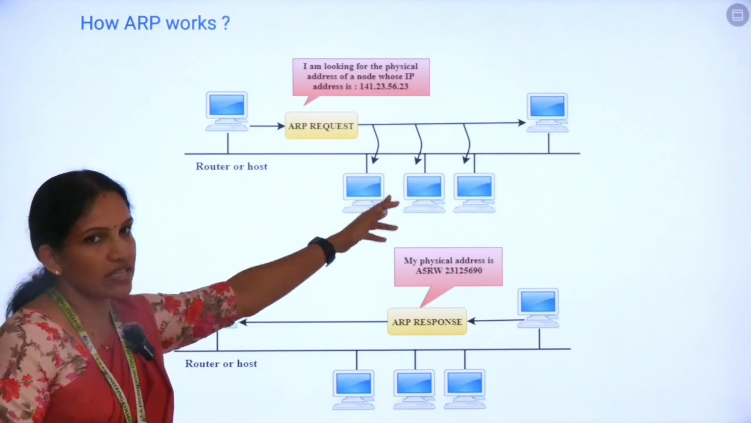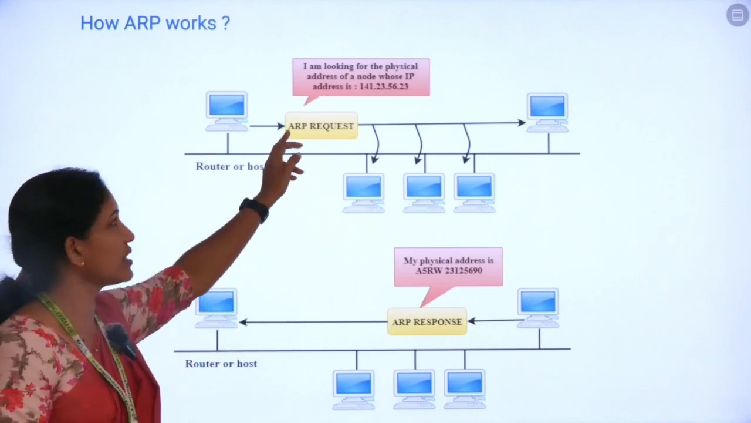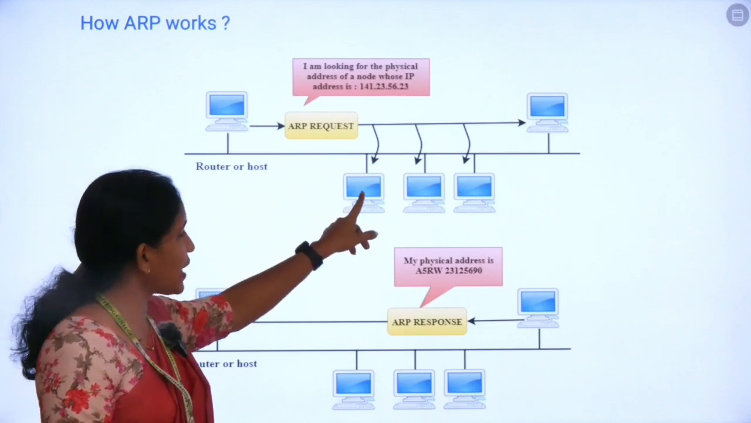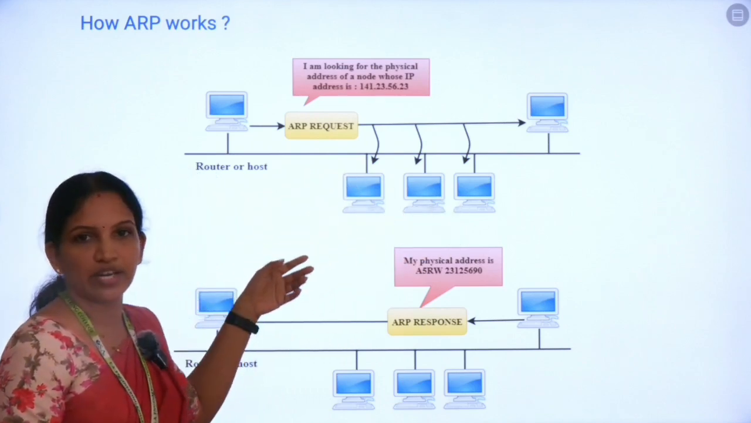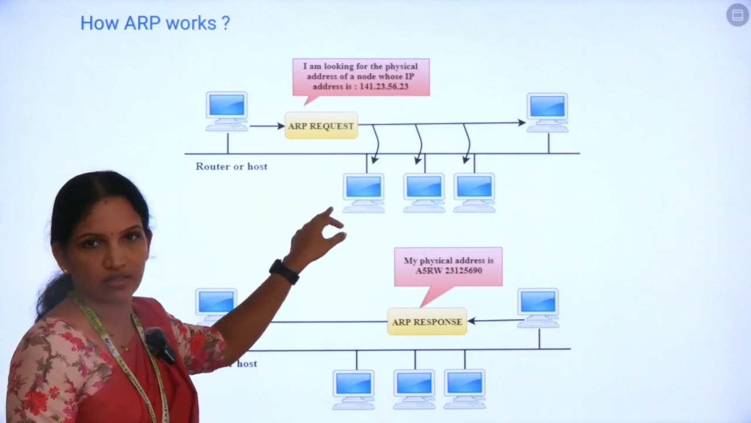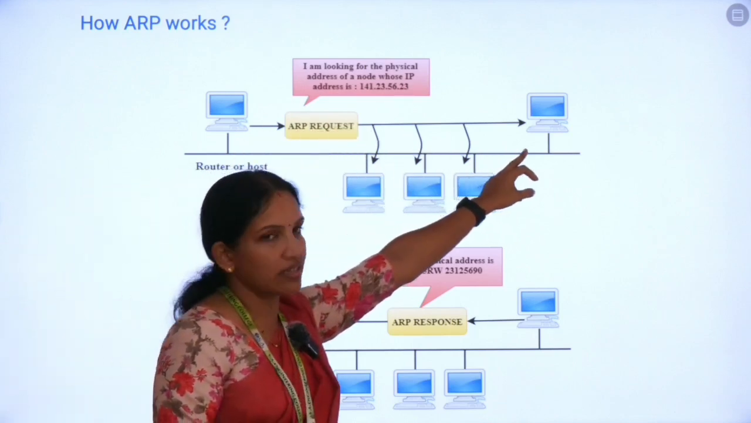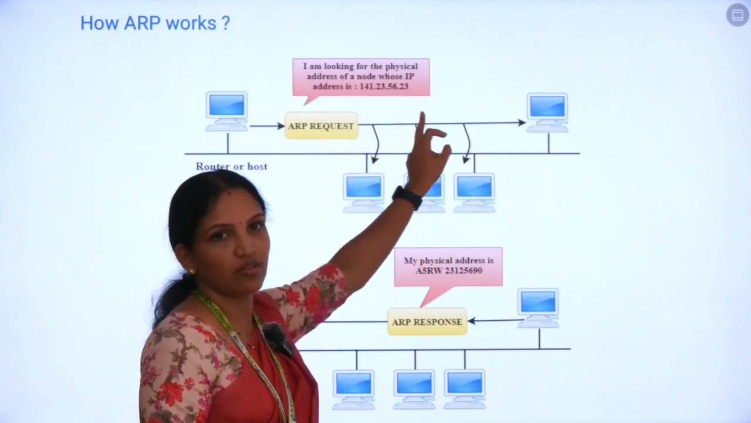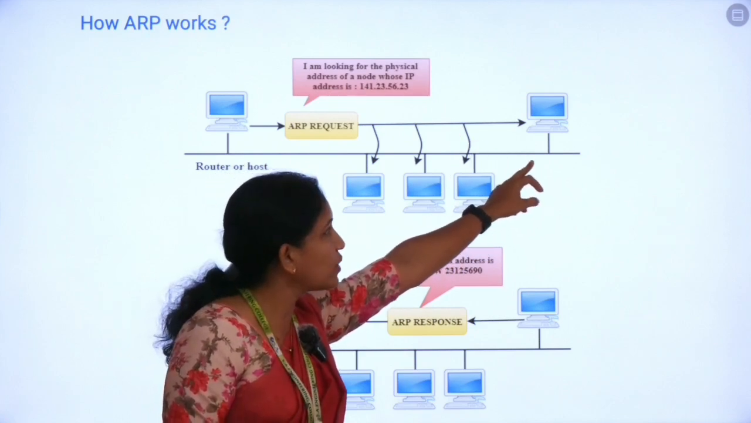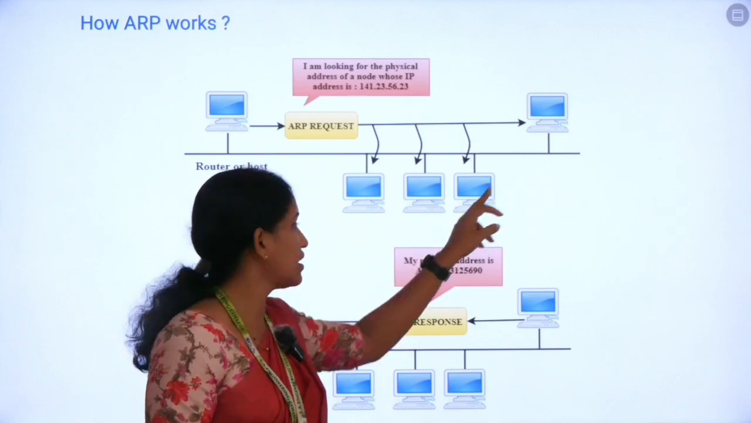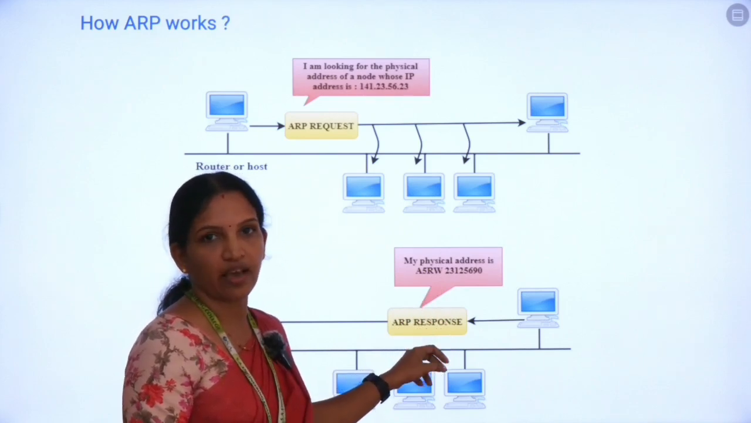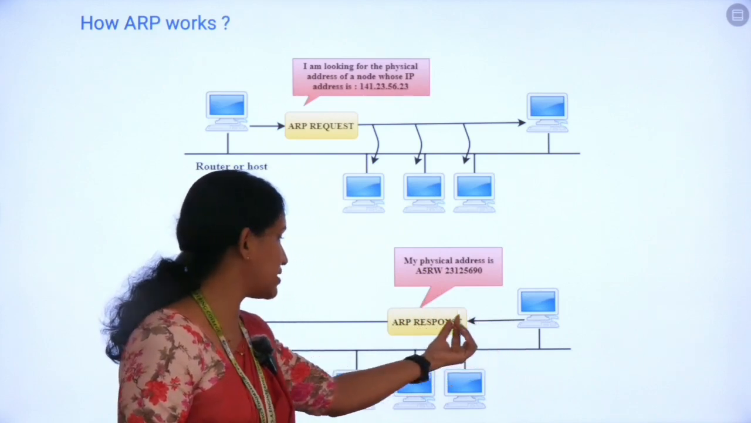So all the devices in the network will receive this packet because it is a broadcast. While receiving the packet, these three devices will simply drop it because this is not the IP address of those devices. Once the device receives this packet, it will identify that this packet is meant for it. So it will prepare an ARP response message.